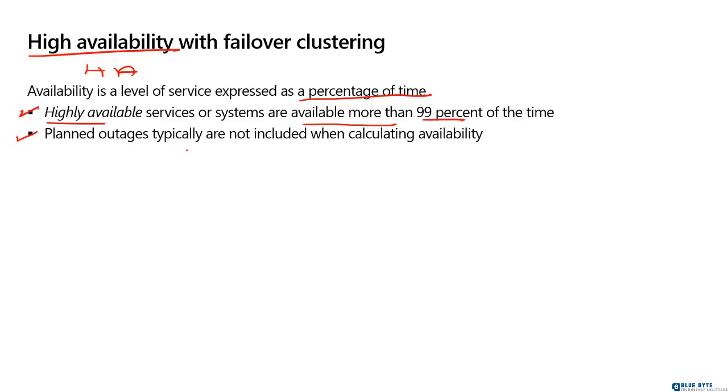Planned outages are not included. Everything has a maintenance window. You even see this with bank sites. They'll tell you once in a while, maybe every 6 months or so, your online banking may be offline from 1 a.m. to 2 a.m., something like that. So many services have some type of planned outage. That does not get calculated against the availability time because it's not a failure, just a planned outage.